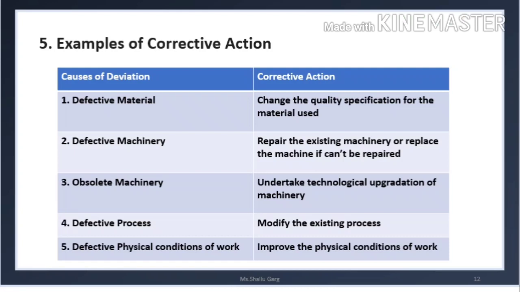Examples of corrective action. Like in case of defective material, you will change your quality specification. In case of the defective machinery, you will either replace the machinery or get it repaired. And some more examples are there on the screen. You can go through these examples.